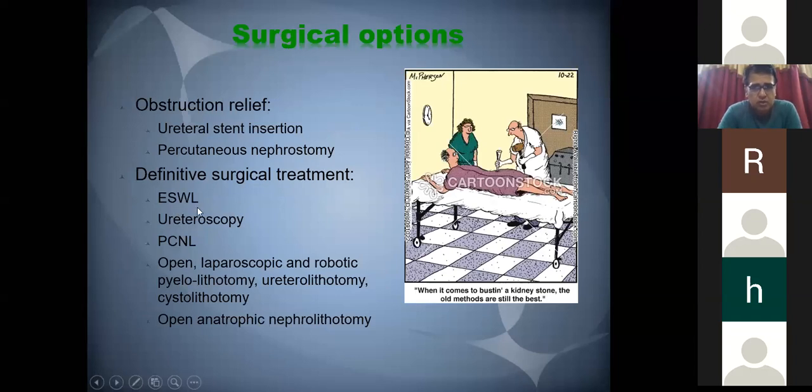So surgical options, once the ureteric obstruction is relieved, we will discuss these: stenting or percutaneous nephrostomy. As we discussed, if a patient comes with a UTI or a pyonephrosis, you will not go for definitive surgery straight away, but you will perform another procedure to relieve this obstruction, one of these two. And then you will go for the definitive procedure, either ESWL, ureteroscopy, PCNL, percutaneous nephrolithotomy, or open surgery, which is now rarely used, but still an option.